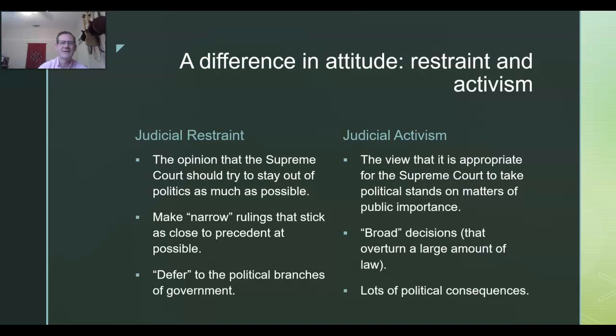On the other hand, judicial activism is the view that it is appropriate for the Supreme Court to take political stands on matters of public importance. And sometimes you should be activist. I'm more of a restrainer personally, and I'm sure some of the reasons why will come out in class. But judicial activism is definitely not always wrong, not by any means. And there are some rulings that I absolutely would have made that were activist rulings, but most of them I wouldn't, right?